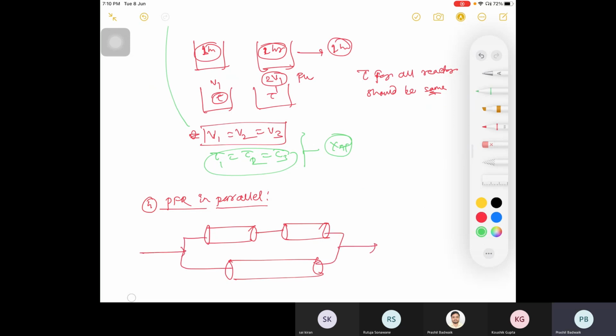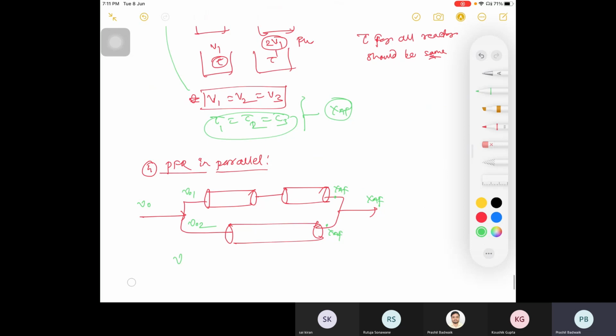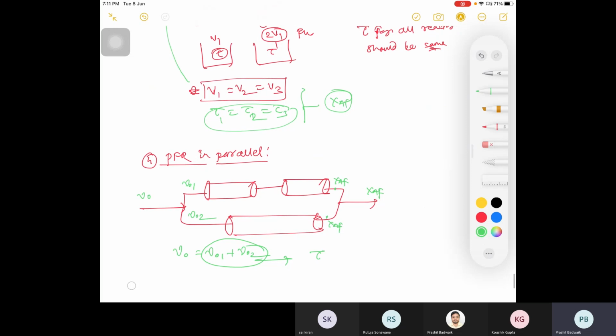Now please tell me, suppose you want XF final, that is the same conversion at the exit of this arrangement. What you want is that your conversion here should be XAF, and here also XAF. So you need to adjust your volumetric flow rate in 1 and volumetric flow rate in 2, where the total volumetric flow rate is equal to 1 plus 2. You need to adjust this flow rate such that your tau is the same in both streams. Okay, you will get the same final conversion.